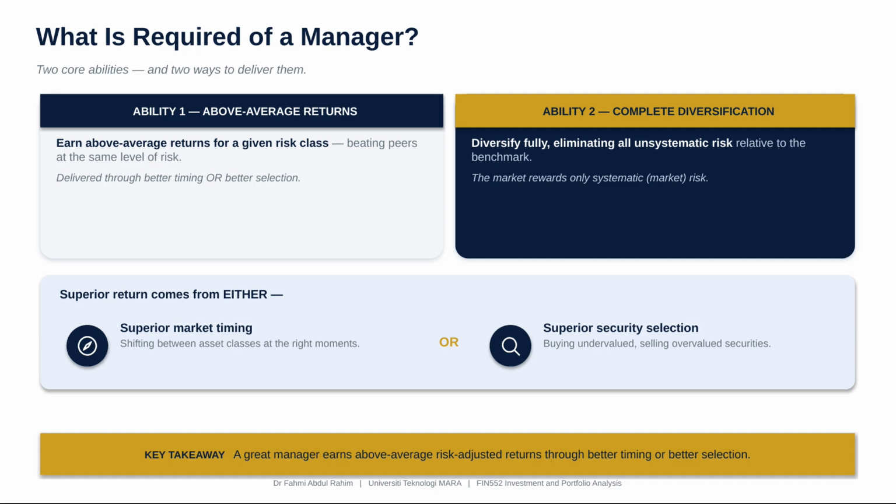The blue band at the bottom shows the 2 routes to superior return. The manager delivers either through superior market timing, shifting between asset classes at the right moments, or through superior security selection, buying undervalued and selling overvalued securities. The takeaway: a great manager earns above average risk-adjusted returns through better timing or better selection. Let us look at each of those two skills, starting with timing.